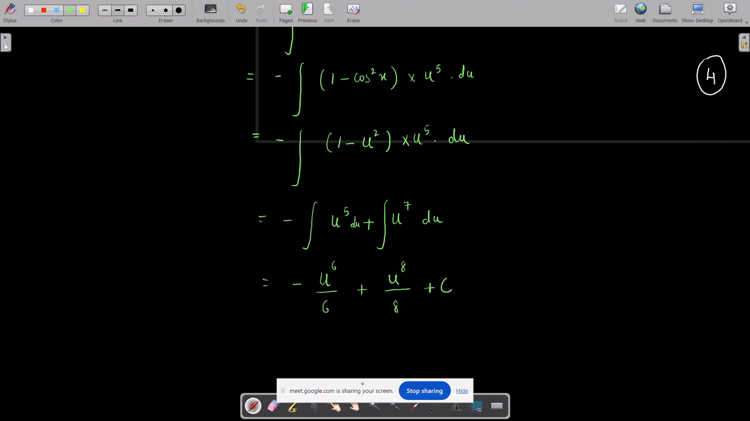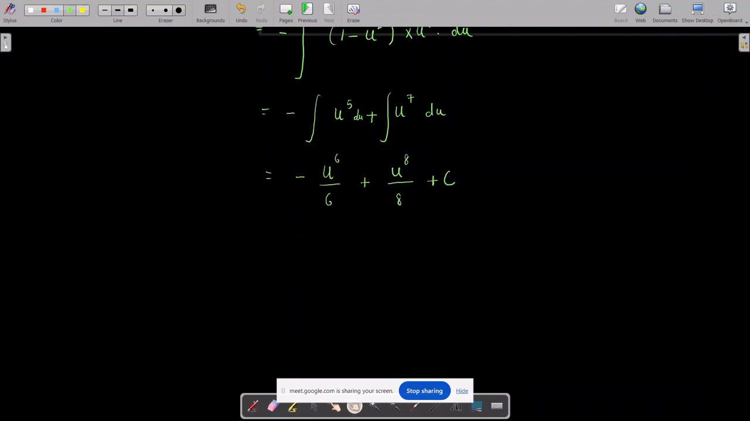Then we substitute back the cosine. That's going to be negative cosine to the 6th x over 6 plus cosine to the 8th x over 8 plus C. And that's our answer.